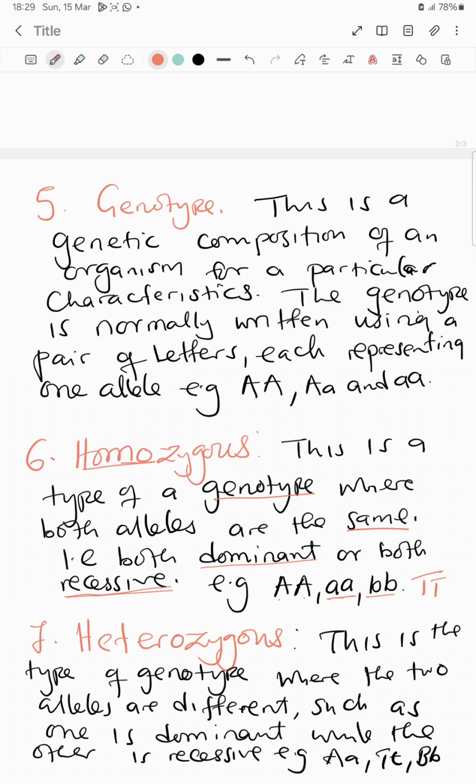We go to heterozygous. This is the type of genotype where the two alleles are different, such as one is dominant while the other is recessive. Look at this one. We have capital letter A and small letter a. This is heterozygous. Why? We have two alleles that are different. One is dominant, the other is recessive. That's what we are saying.